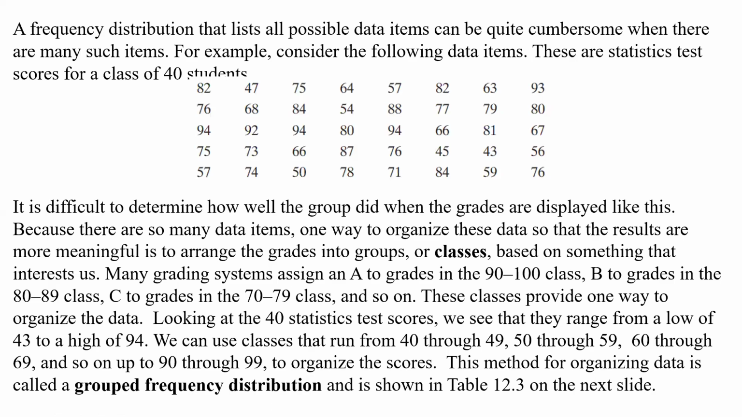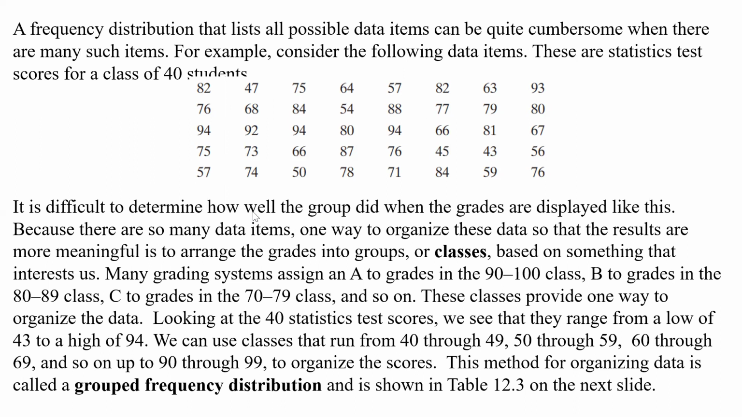All right, so a frequency distribution that lists all possible data items can be quite cumbersome when there are many such items. So for example, consider the following data items. There's 40 students, and these are their test scores. And so listing them all out here, that is pretty cumbersome. It really doesn't tell us anything. They're not in any specific order or anything like that. So it's hard to tell how well the group did just looking at it like this.